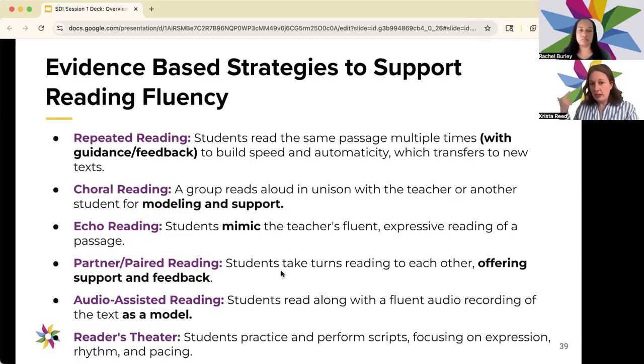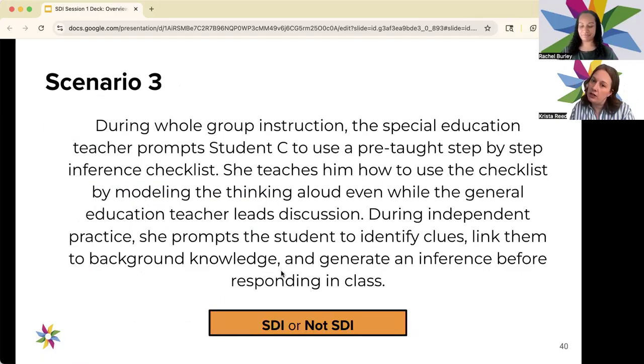Maybe a partner reading situation, audio assisted reading. Reader's theater is really great for younger readers, or where it makes sense in the content for older readers, like plays. But yeah, those are some evidence-based strategies rather than just reminding the kid to read it twice.